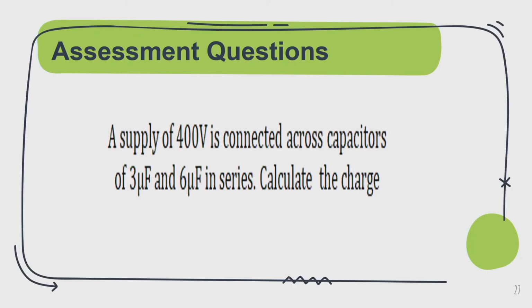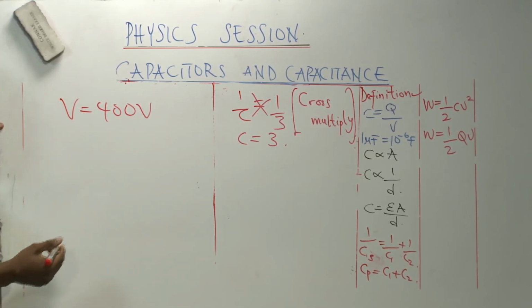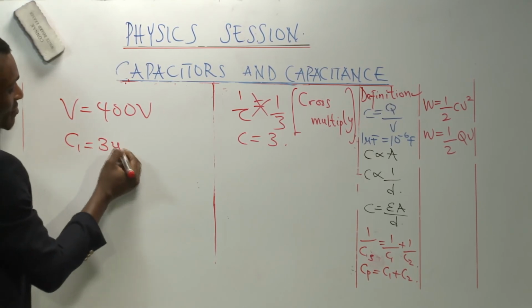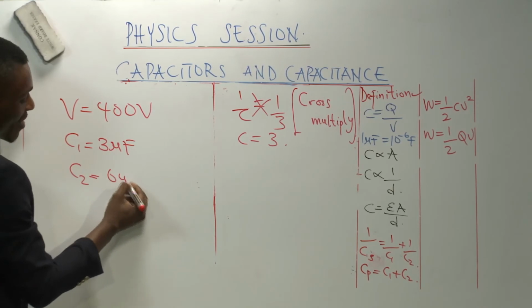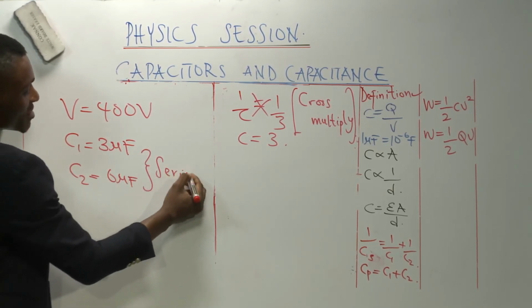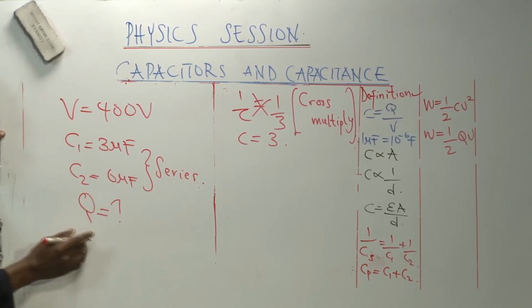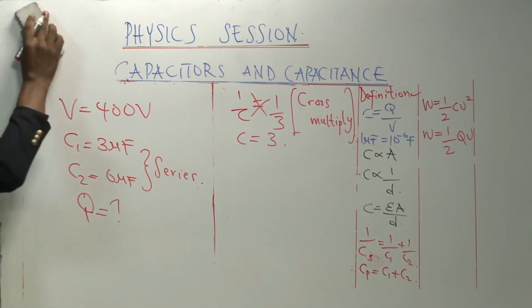A supply of 400 volts, V is 400 volts, is connected across capacitors of 3 microfarad and 6 microfarad in series. These two are connected in series. So the question is telling us to calculate the charge. Okay, so how do we go about this?